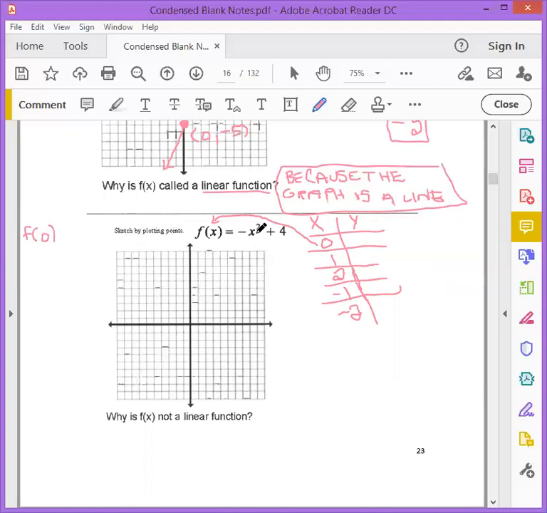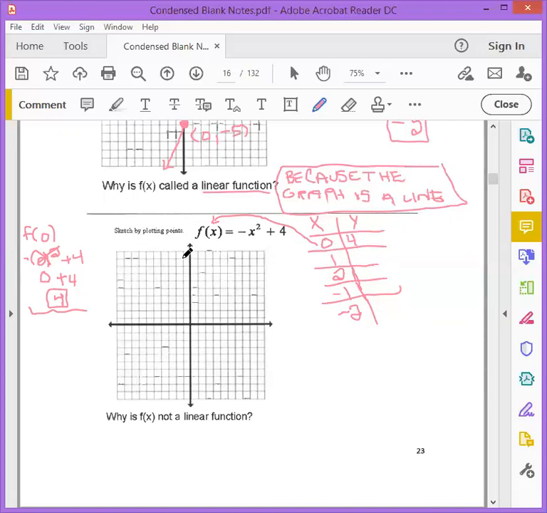We're substituting on the right side of the equal sign. We'll have -0 to the second power plus 4. And 0 to the second power, that's just 0. And 0 does not have a sign. So -0 is the same thing as 0. And then we're adding 4. So 0 plus 4 will be 4. The value of the function when x is 0, the y-coordinate will be 4.